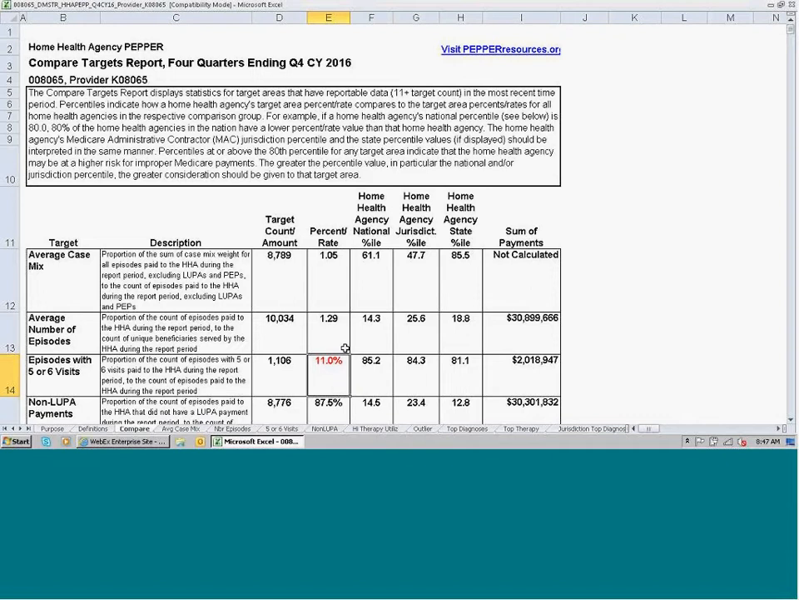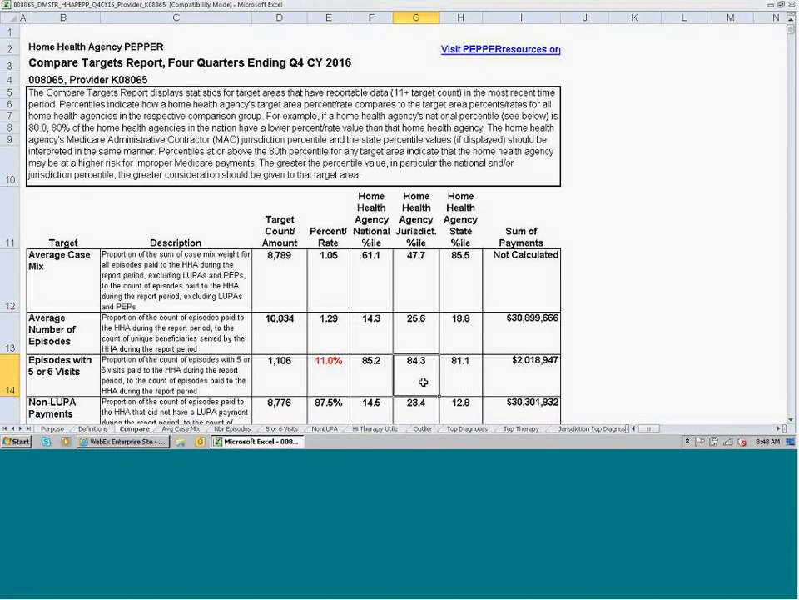You'll notice that it's identified in red bold font, which is an indication that in the PEPPER we are identified as an outlier. And indeed, when we look at it, our national percentile is 85.2. Since we are above the national 80th percentile, we are identified as an outlier. Our target area percent is displayed in red bold font. Now remember, the national percentile of 85.2 tells us that 85.2% of all the agencies in the nation have a lower target area percent than we do. So we're rather at the high end of that distribution.